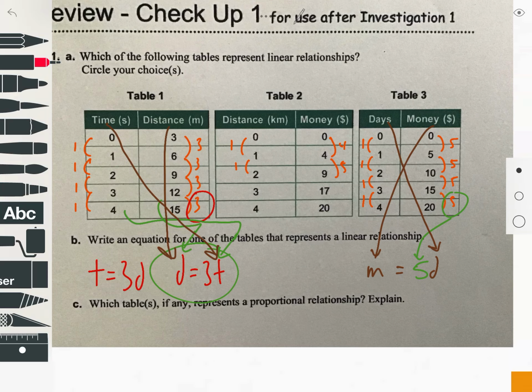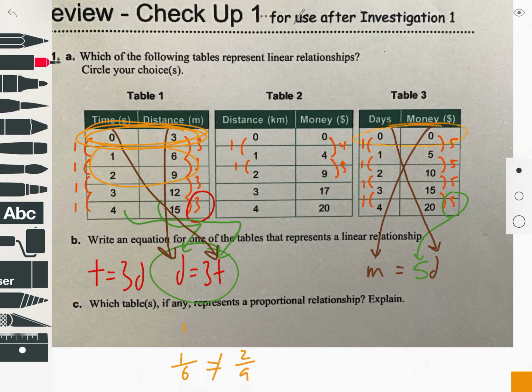Which ones are proportional? Okay, table 1 is not proportional for 2 different reasons. I look at it, it starts at 0, 3. So it doesn't start at the origin, so it's not proportional. Another way to look is this. This is for table 3: 1 over 6 is not equal to 2 over 9. And I get that from that grouping right there.